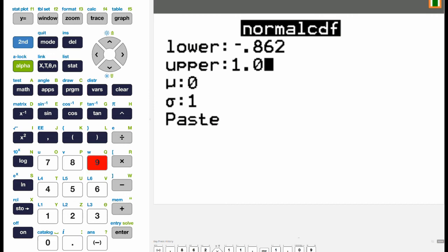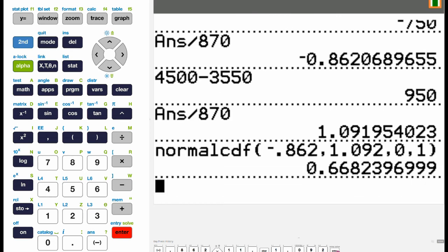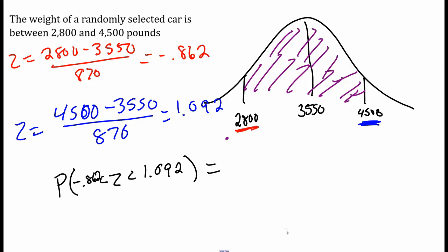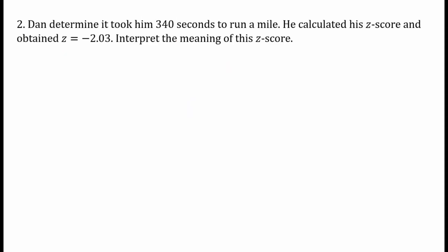I'm going to paste that onto my screen. So the probability that I pick something in that purple shaded region is 0.668. The probability that I fall in that middle purple region is approximately 66.8%.